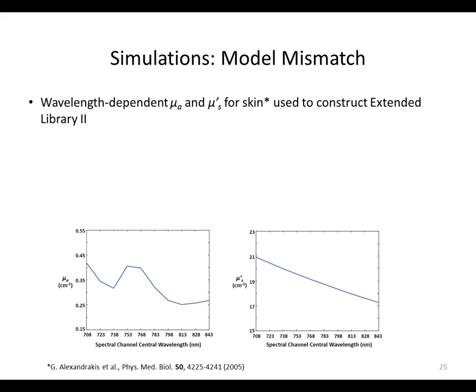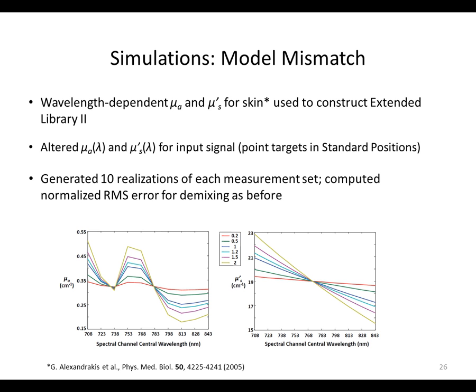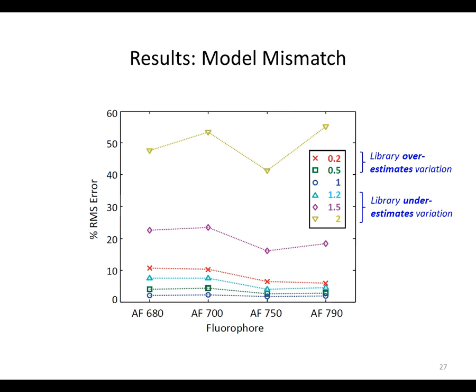So what I did was I constructed the library assuming this kind of variation for mu A and mu S prime. And then I constructed some signals according to these kinds of variations. All I've done is take that original variation and either exaggerate it or diminish it across my spectral channels. And then I went ahead and did what I had done before, generated 10 realizations, did the demixing, and this is what we observed.